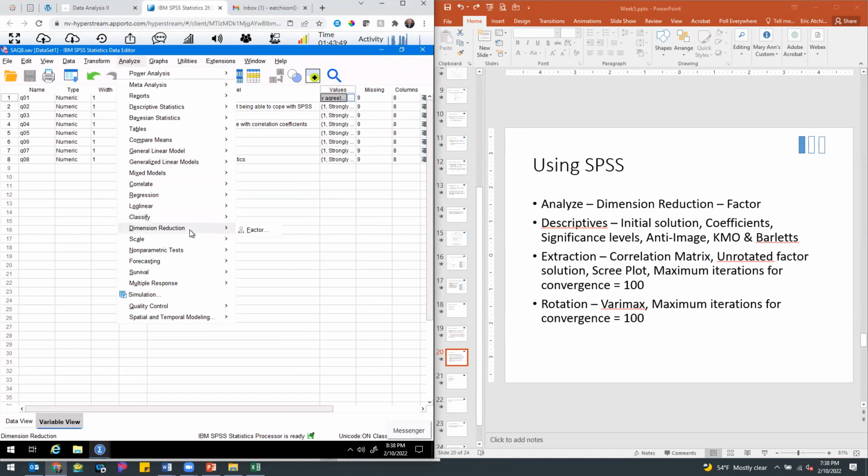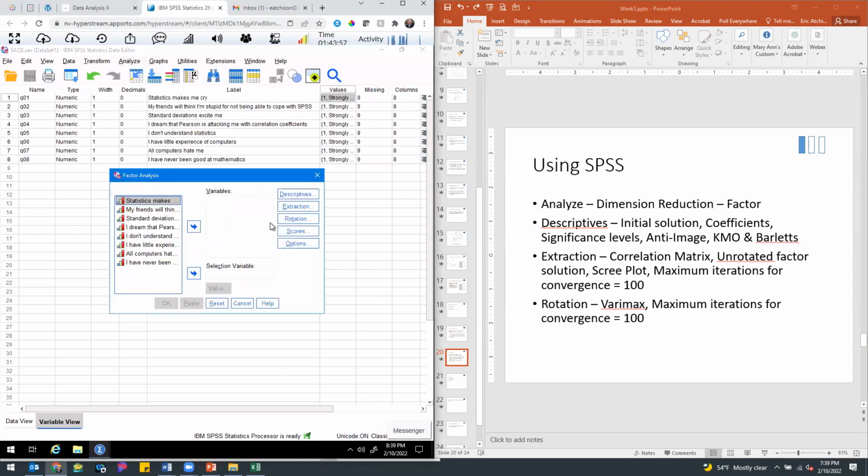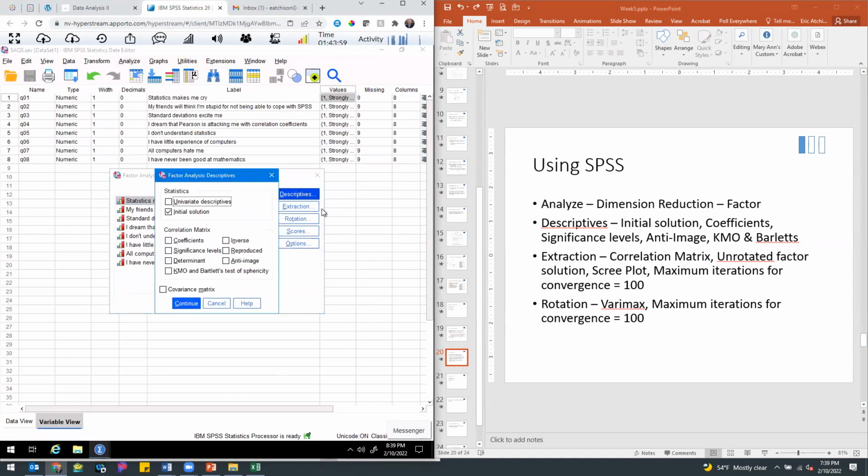Dimension reduction. Key words there, right? We're reducing the number of items. So, dimension reduction, factor. Descriptives: we want the initial solution. We also want the coefficients, and significance levels for those coefficients in the correlation matrix, right? Again, we want the anti-image and the KMO to know if there's sample adequacy, okay? Remember that word, sample adequacy. Hit continue.